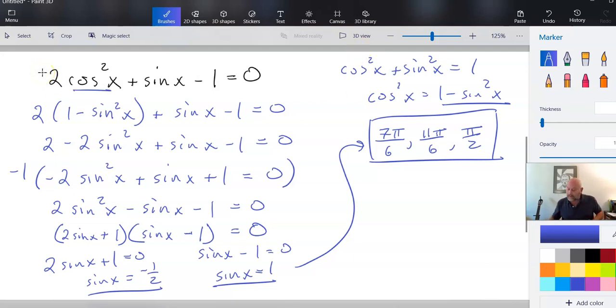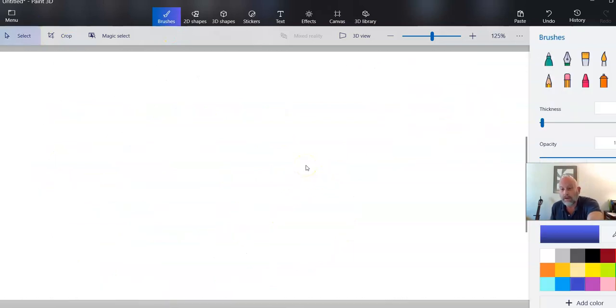Okay, so I do want to look at one more example here. And we're actually going to look at one that mixes a tangent in there also, and some of the things you can do with that.